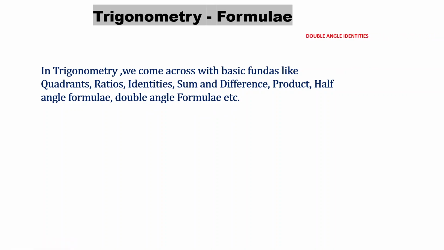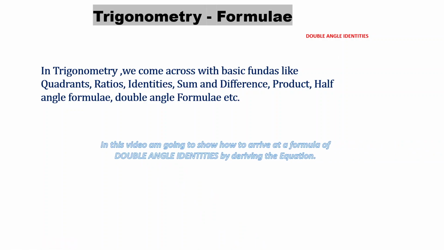I picked one of the formulae in the identities, such as double angle identities. In this video I am going to show how to arrive at the formula of double angle identities by deriving the equation. So how am I going to do it? Let's go through it.